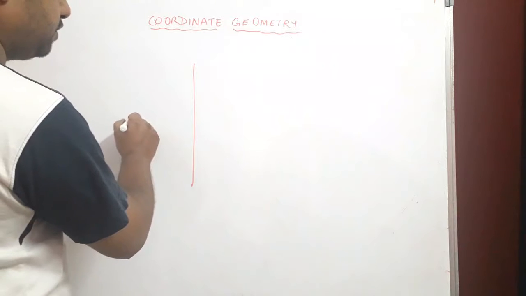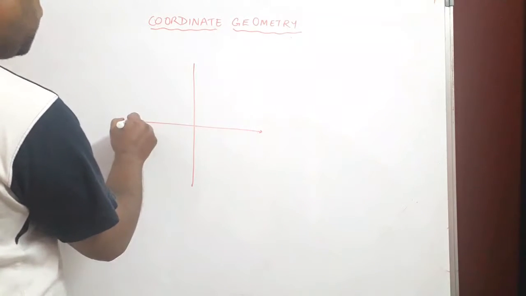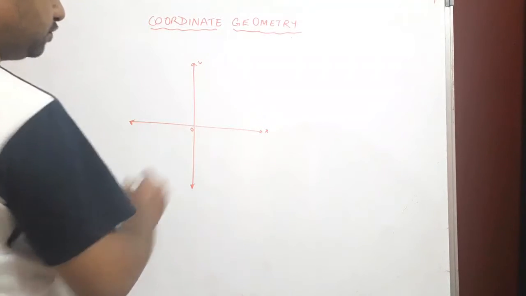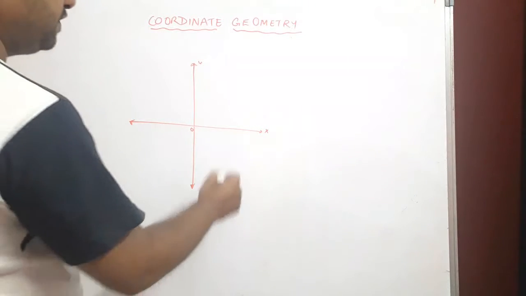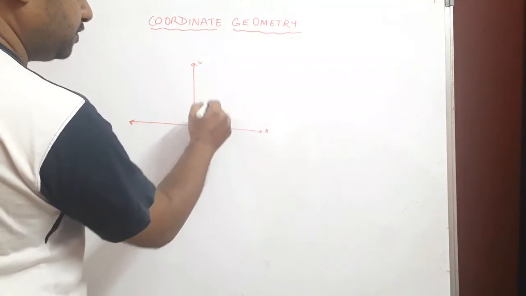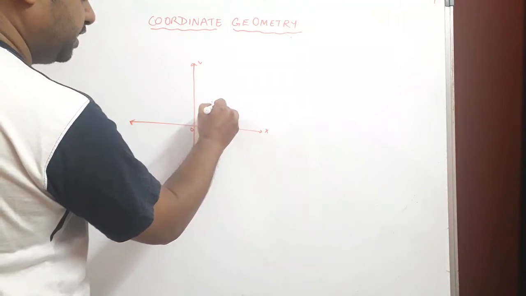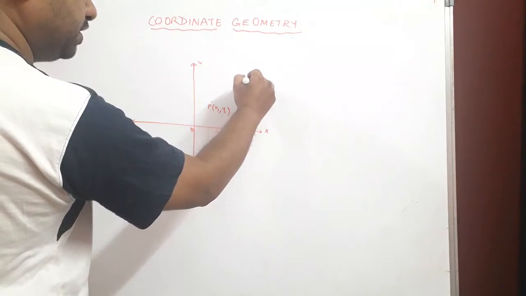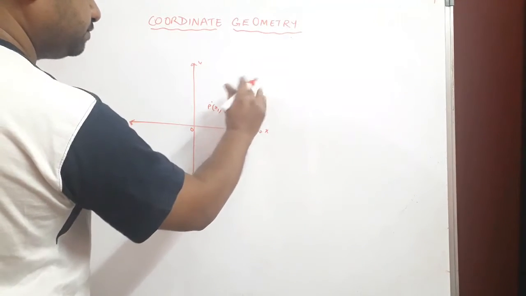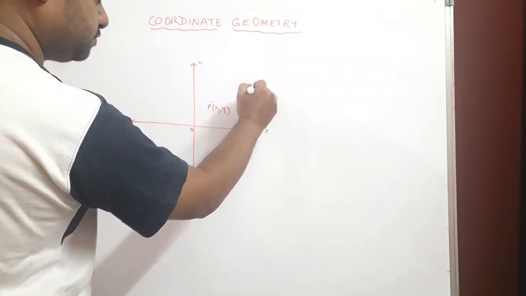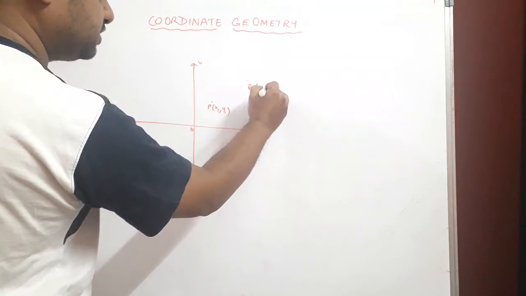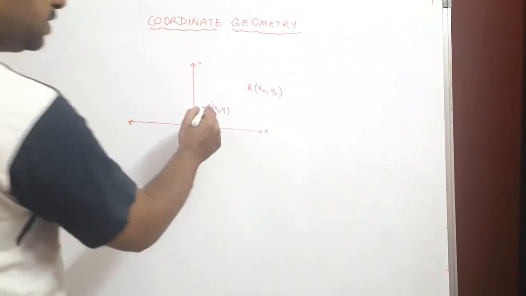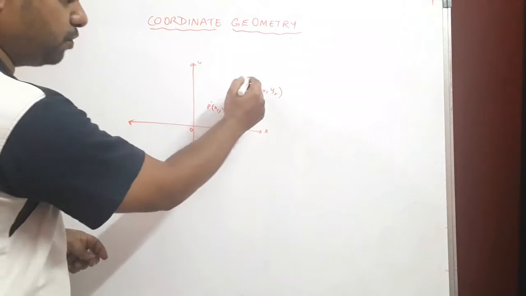Let's say you have your Cartesian plane. This is y, this is your x-axis and this is our origin. Let's say we have 2 points, one over here which we call P, x1 comma y1, and there's another point over here which we'll call Q, and I'll mark this as x2 comma y2. So what I'm trying to show over here is that there are 2 points.